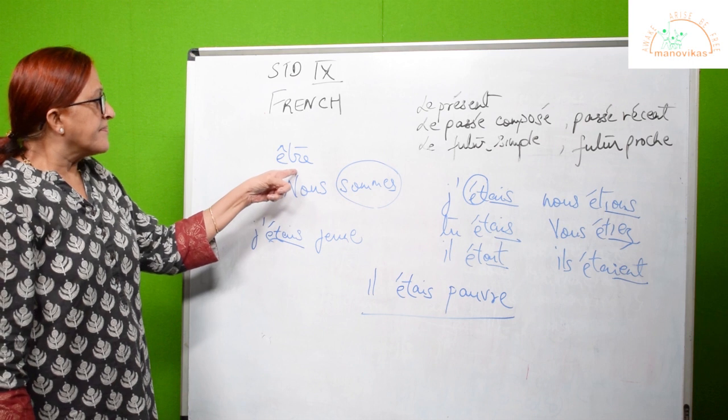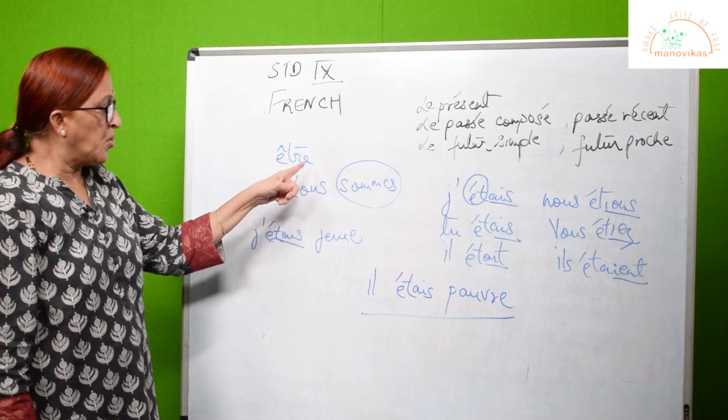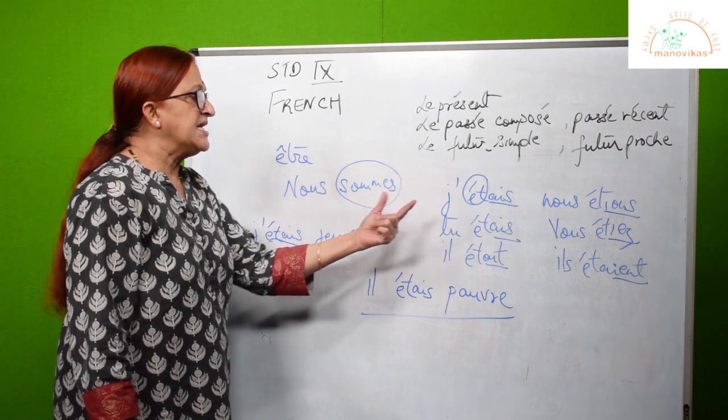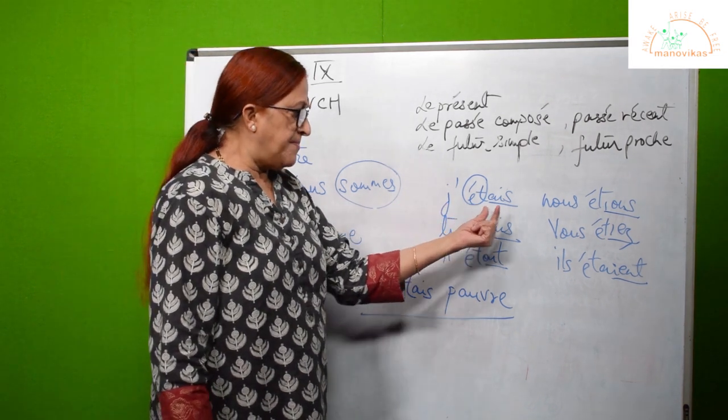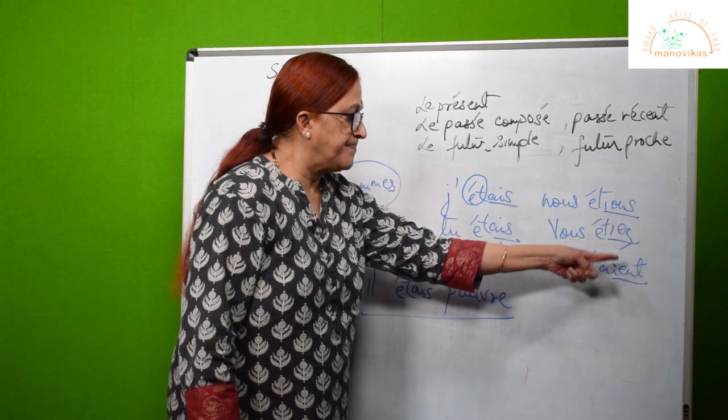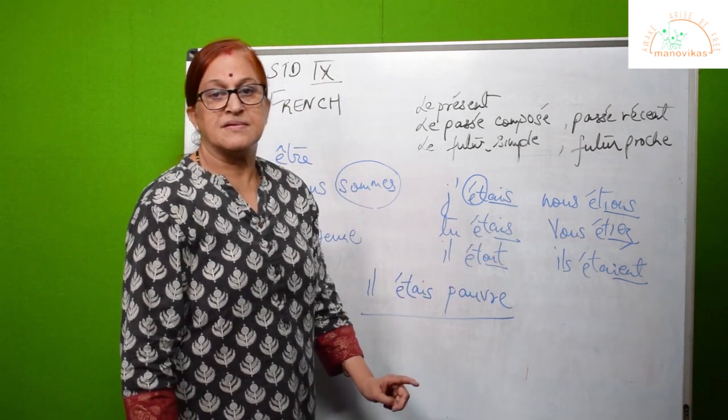So être happens to be the only verb where we don't use the nous form of the present tense. We use another root. But we add the same endings. Okay?